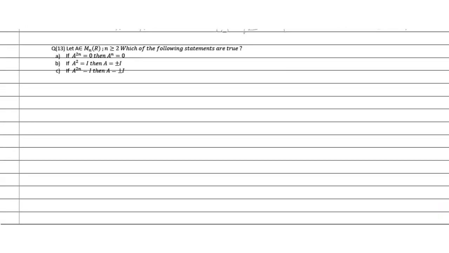Now we will solve the last problem, question number 13. Let A be an n by n matrix over R, where n is greater than or equal to 2. Which of the following are true? Whatever you see, we know that if a to the power m equals 0, then that implies A is a nilpotent matrix. A is a nilpotent matrix.